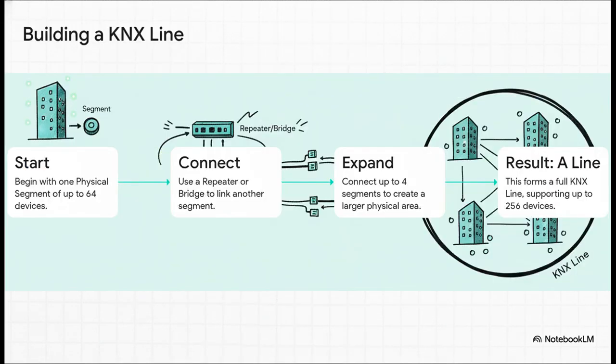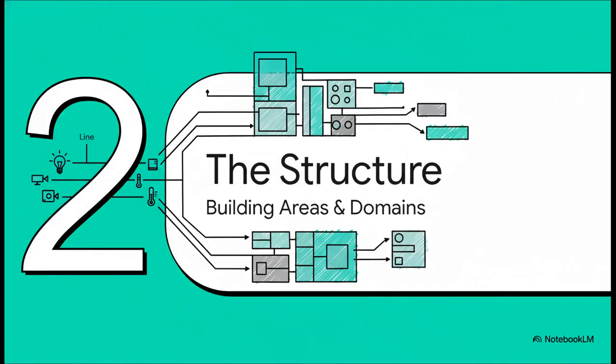This is where things get really clever. You start with one of those segments, and then you add a special little device called a repeater. Its whole job is just to boost and clean up the signal, which lets you connect up to 4 of these segments together. And this bigger structure, that's called a KNX line. Just like that, we've upped our device count to 256, and we can spread them out over a much larger area. All right, so we've gone from a single device on a segment up to a whole line of devices.